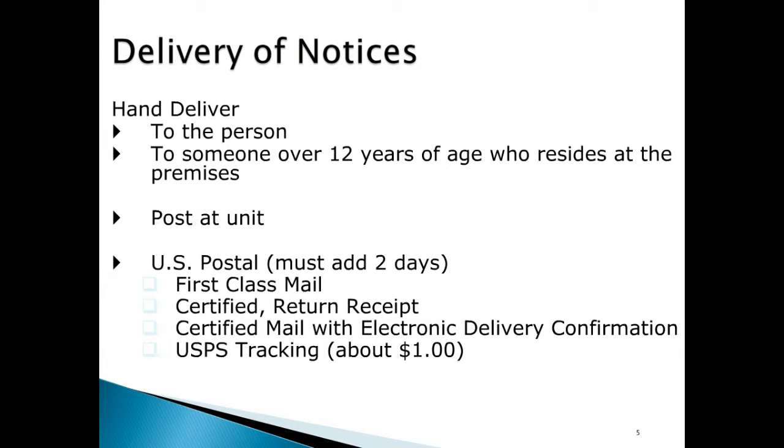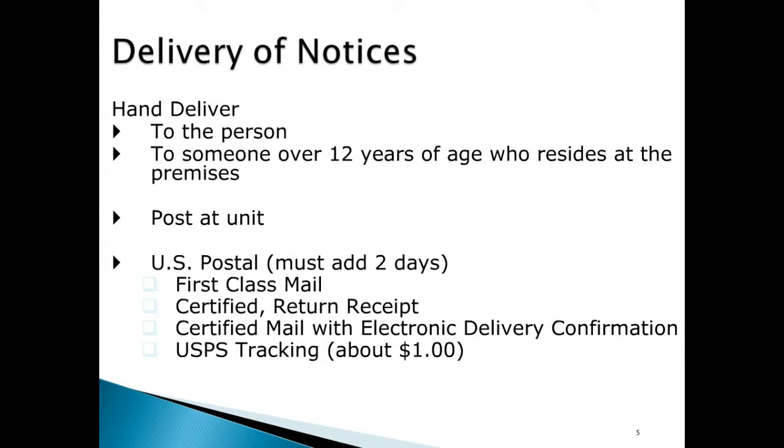You can of course mail the notice, but if you do so, you must add 2 days, so if you're giving a 3-day notice for non-payment of rent, it must then be a 5-day notice. And if you're giving a 30-day notice of tenant noncompliance, if you mail it, you must give the tenant 16 days to correct the issue. If you're giving a 30-day notice to vacate, ensure the tenant receives it on their rent-paying date or even before, which is 30 days before you want them to vacate. You can mail it by first-class regular mail, which costs the price of a stamp.